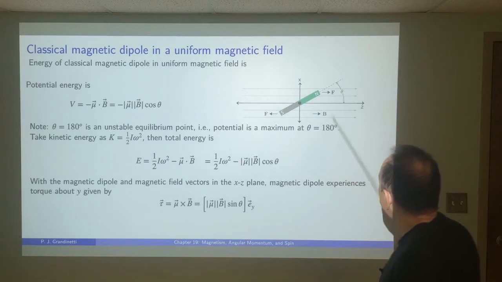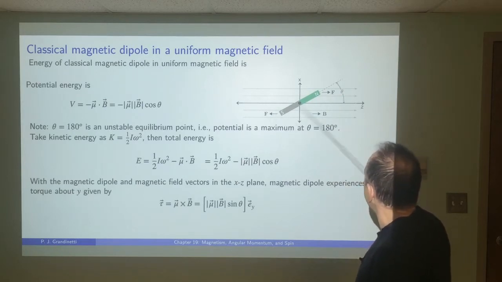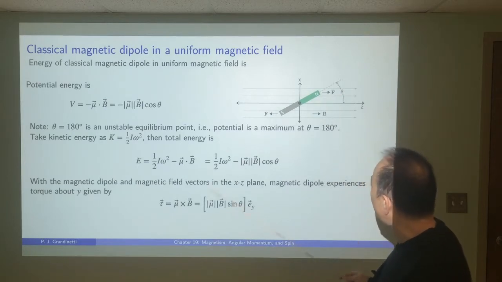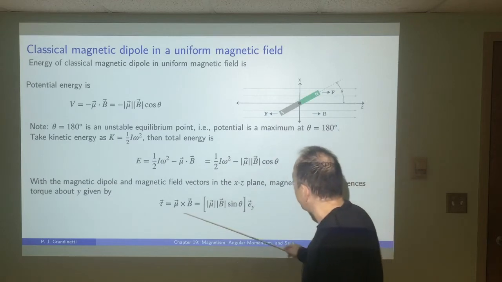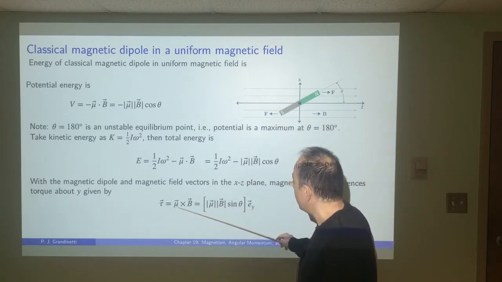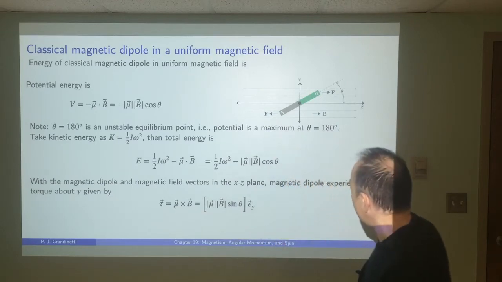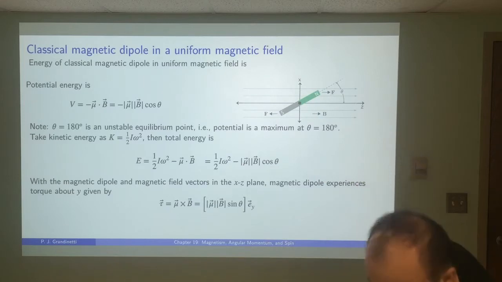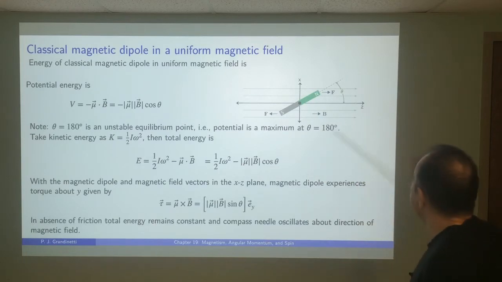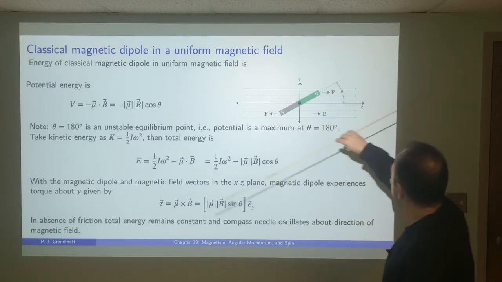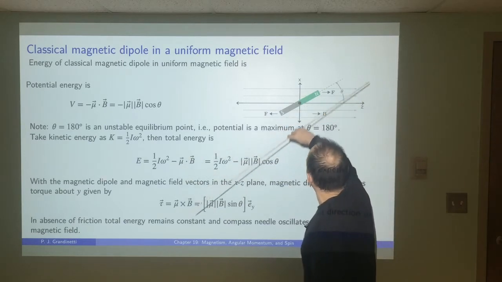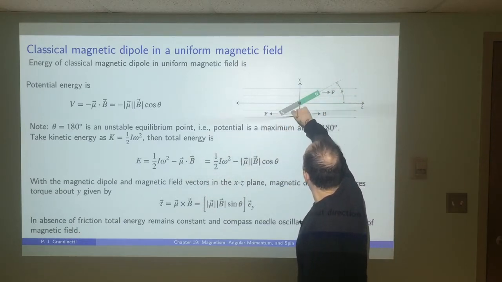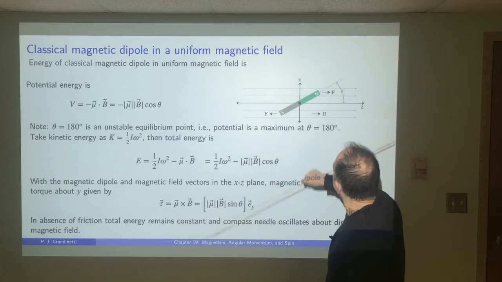Now, as I said, because of the forces acting on the north and south pole, there'll be a torque on this dipole, and that torque will be given by mu cross B, and that will be a torque that's applied. The torque vector will be along the y direction here. Now, this torque will cause this dipole to move, and if it has a certain total energy, then it will move about with a certain amplitude.